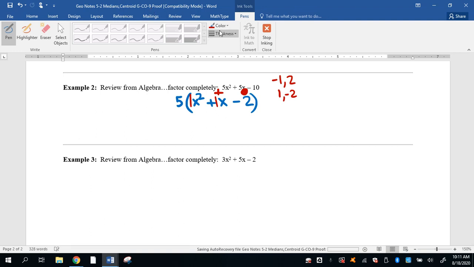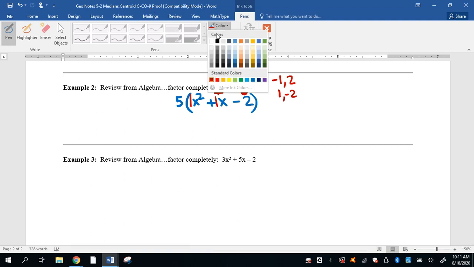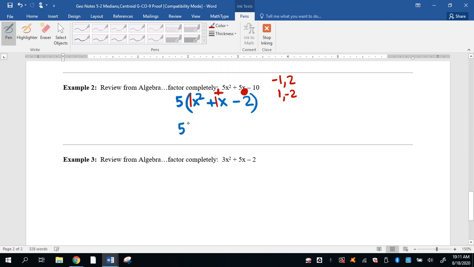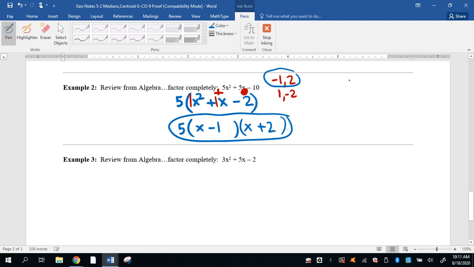So we have now our complete factorization, which is 5 times the quantity x plus 2 times x minus 1. And then we have our double bubble, which is our x, and then the two numbers that add to get the positive 1 were the -1 and 2. So this is our complete factorization. As I said before, you must check your work.